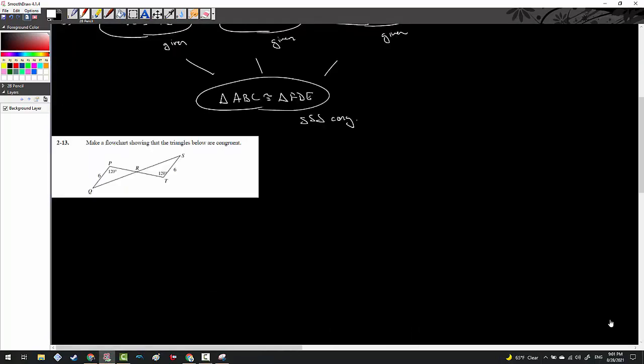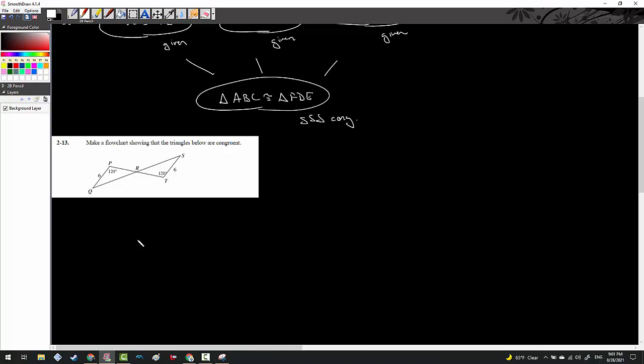And we're back. Case in point with number 2-13, how I talked about they don't always give you everything. In 2-13, they definitely don't give you everything, but you might be able to see what the missing piece is if you look at this diagram hard enough. It does say make a flow chart showing that the triangles below are congruent, and so why don't we go ahead and do that?